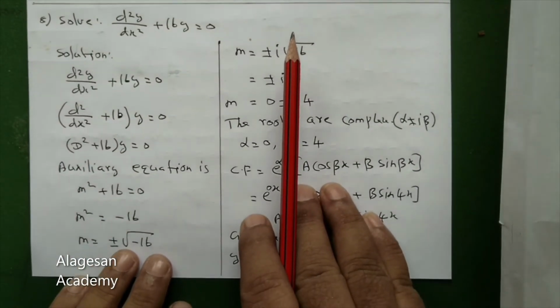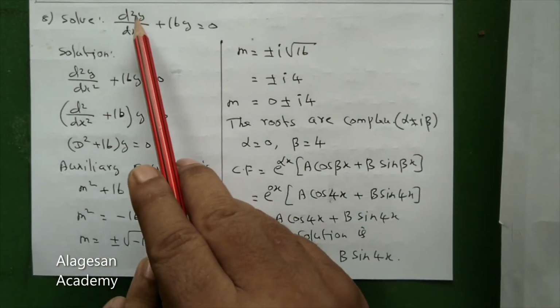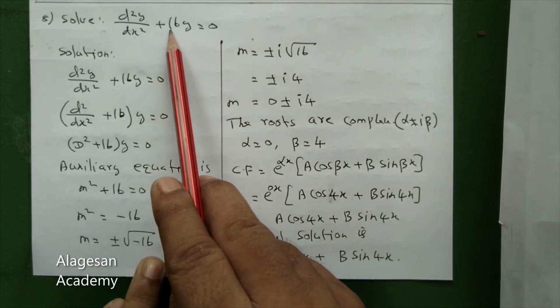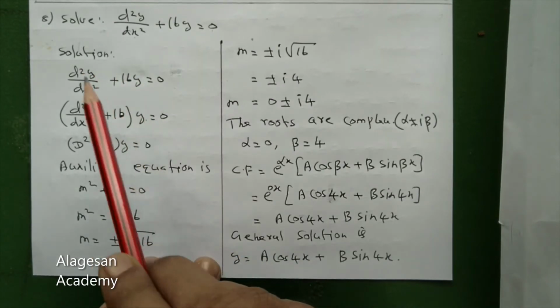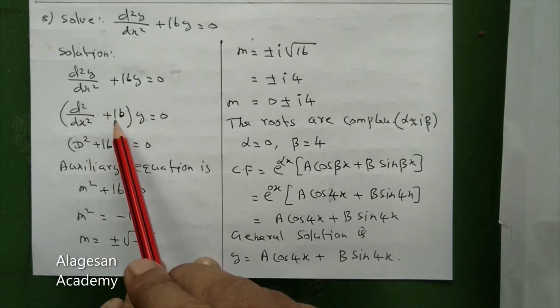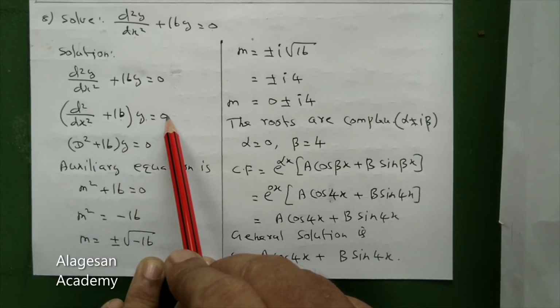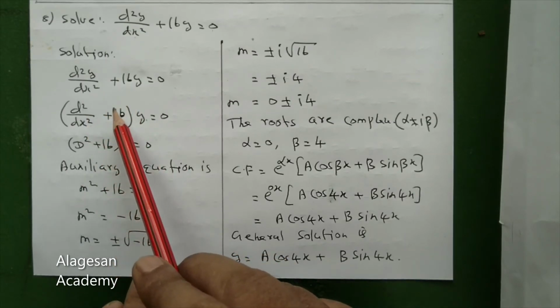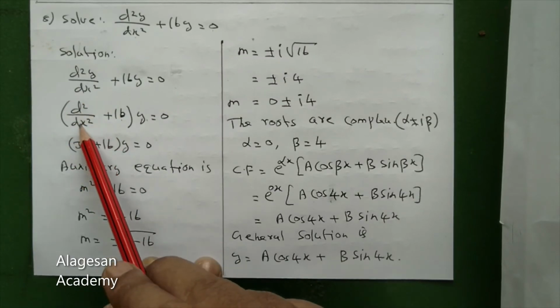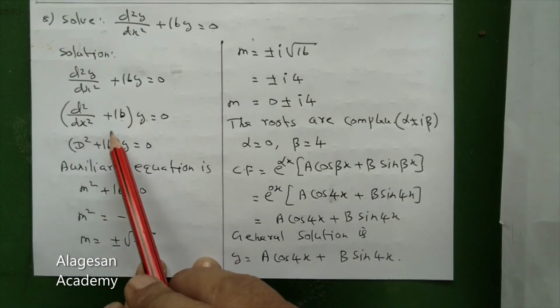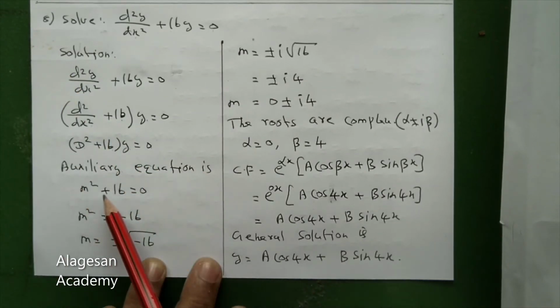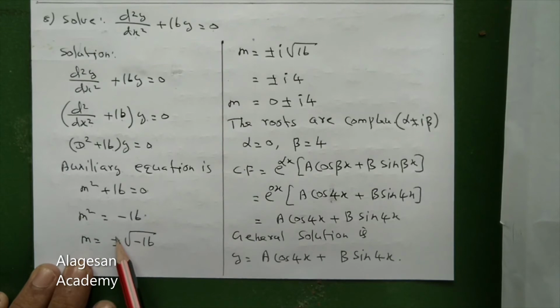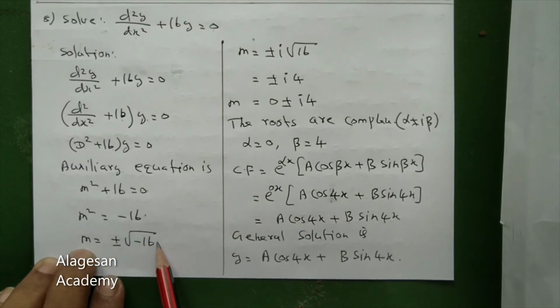Okay, now see, 8th question, solve d squared y by dx square plus 16y equal to 0. Taking y out, (d squared by dx square plus 16) into y is equal to 0. Here, there is no dy by dx term, okay? Anyhow, d squared by dx square is capital D square, so (D square plus 16) into y is equal to 0. Now, auxiliary equation is m square plus 16 equal to 0, m squared equal to minus 16, m equal to plus or minus root of minus 16.